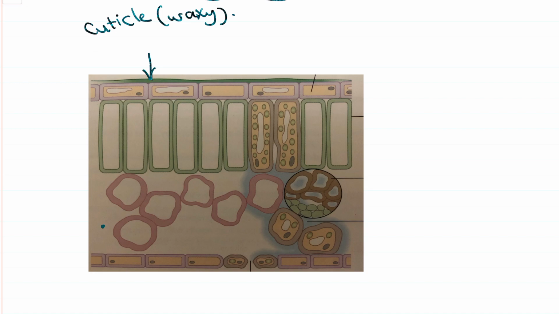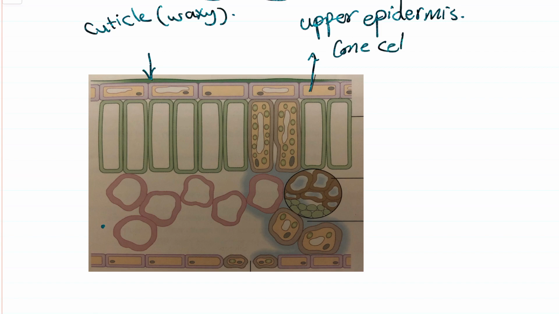After that we have another layer, which is called the upper epidermis. The upper epidermis acts like your skin. It's one cell thick. It's transparent. What do we mean by transparent? It means there is no chlorophyll at all, and this point is very important, you should know. There are no chloroplasts in the upper epidermis.